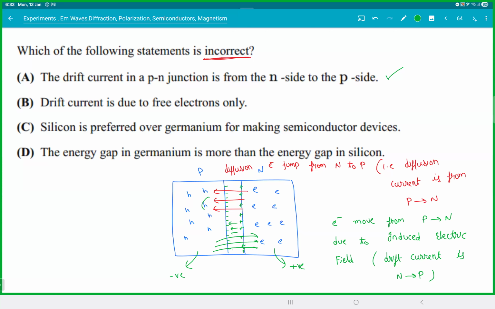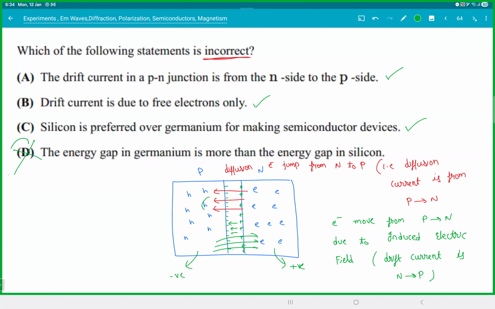We wrote this last time in Zener diode and avalanche diode. The drift current is due to electrons only. True. That is because the electric field will pull the electrons. There is nothing called a hole, remember? A hole is the absence of an electron. In reality, there is nothing called exactly a hole. Silicon is preferred over germanium for making semiconductor devices. That is also true. The energy gap in germanium is more, that is wrong.